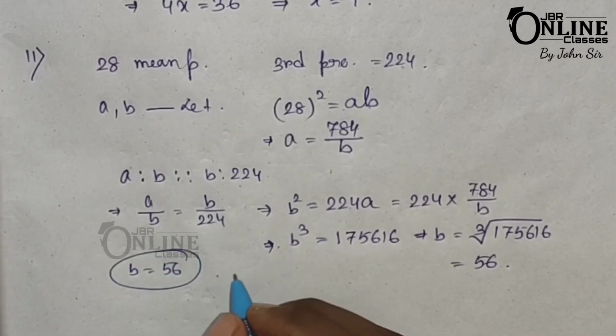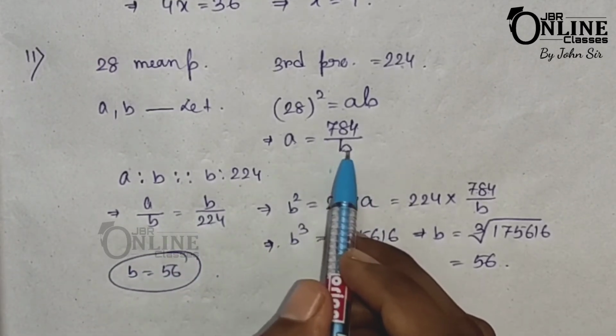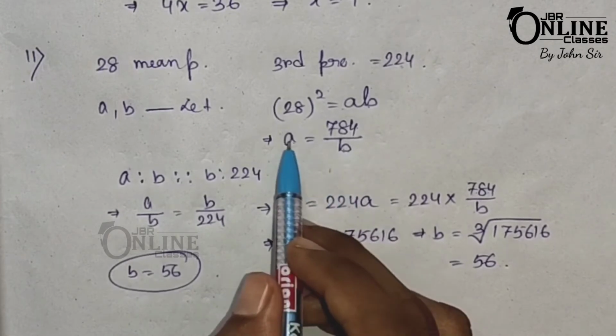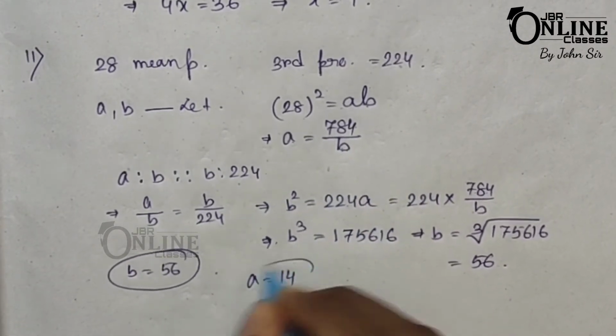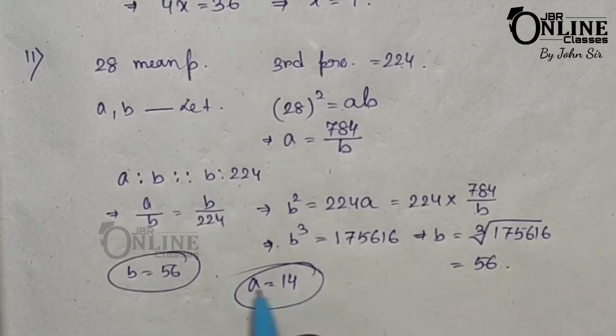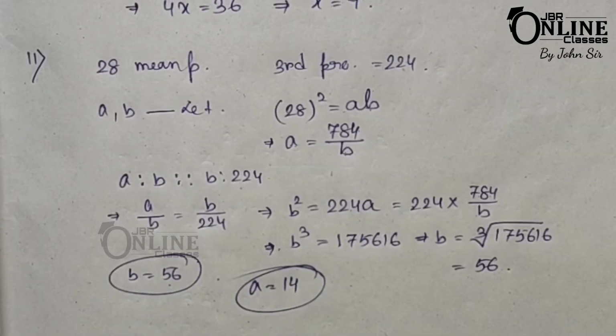Now you have to find out the value of a. So just put down this value of b, that means b equal to 56. So a equal to 784 by 56, and it will be 14. So value of a equal to 14, value of b equal to 56.